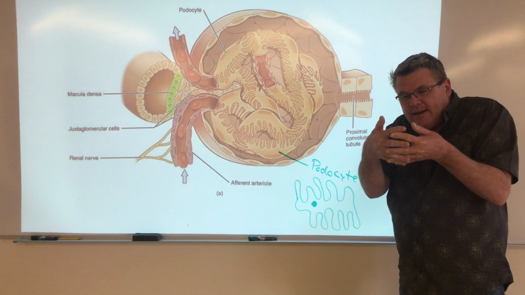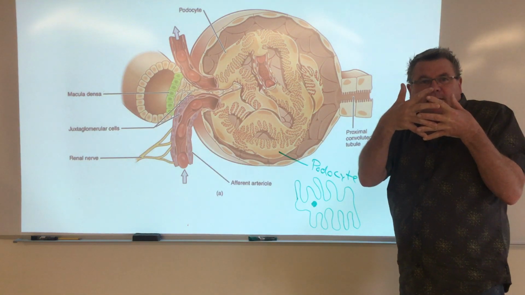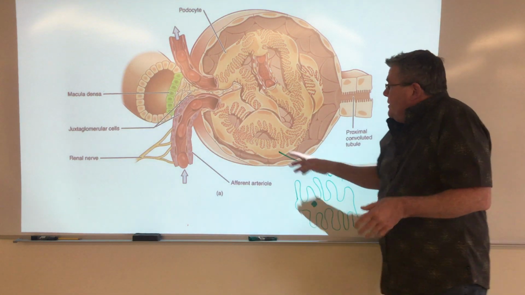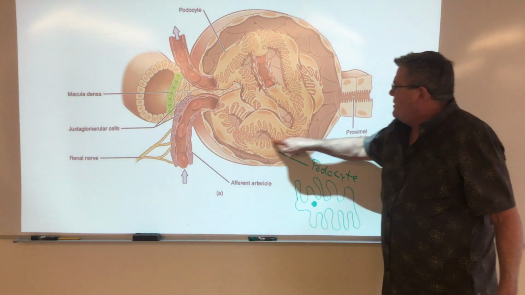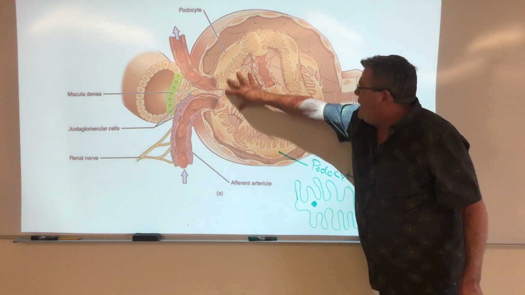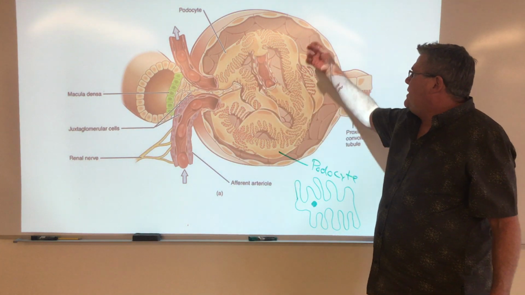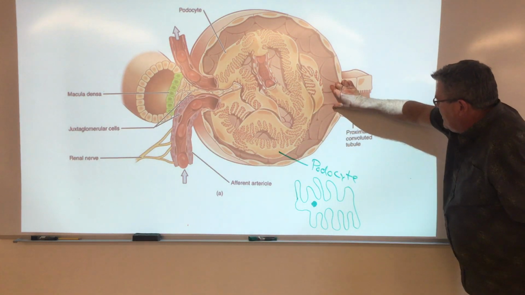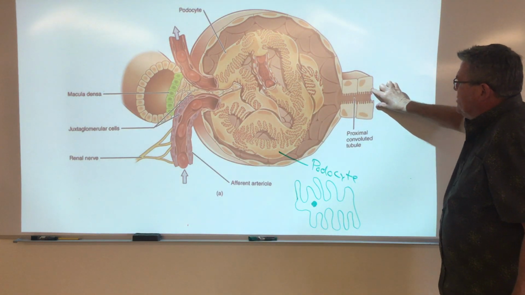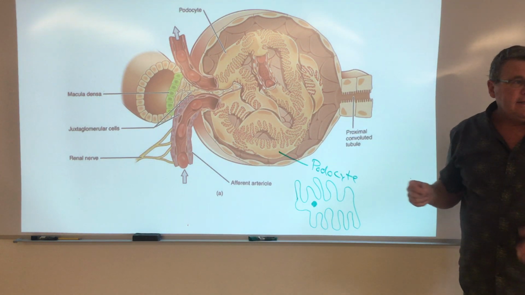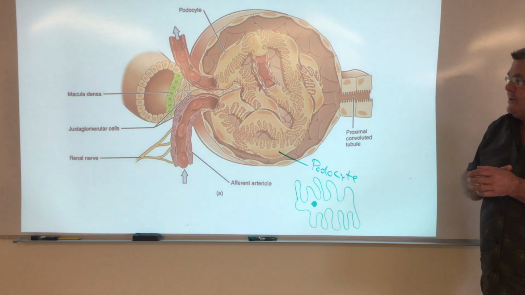And what I can do, I don't know if I can do this with my finger, I can loosen up the fenestrations or I can tighten them down. So I can regulate how much of the contents, how much of the chemistry of the plasma dumps out of the circulatory system into this capsule. And then what it's going to do is move on into the proximal convoluted tubule, and that's where all of this is really going to happen.